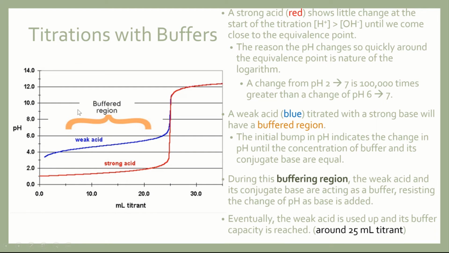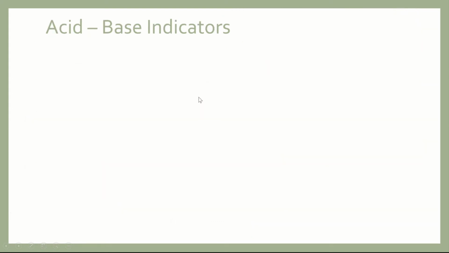So we notice eventually we reach the end of our buffered region, around 25 milliliters of titrant, and we have exceeded the buffer capacity. That's where we see the upshoot of pH.